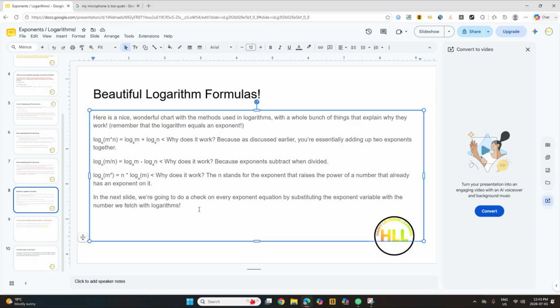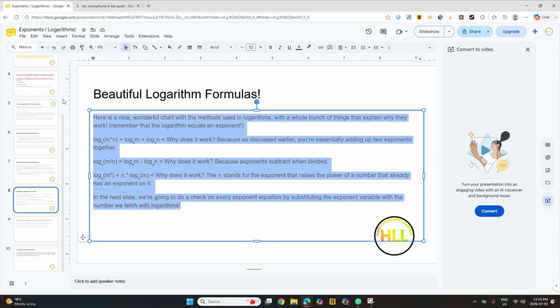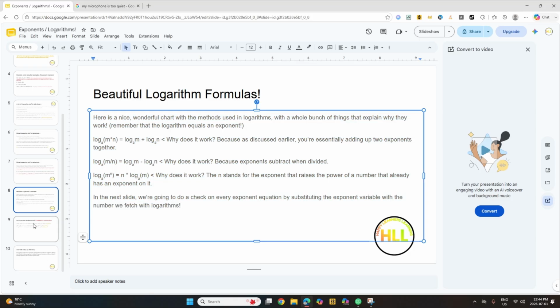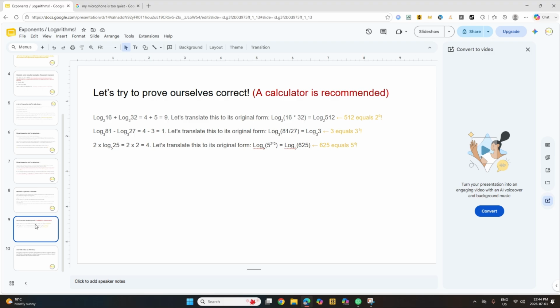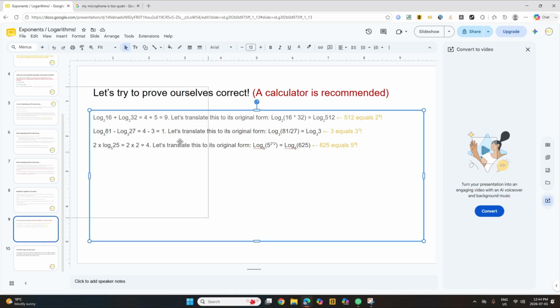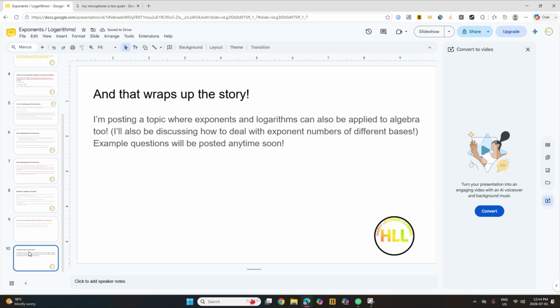Okay, so I have made a nice list of beautiful logarithm formulas that you might have seen or will see in high school. If you'd like to take a moment to have a look at them and how they work, pause the video for a moment. And I have also listed example questions right here, so you can see how they work.